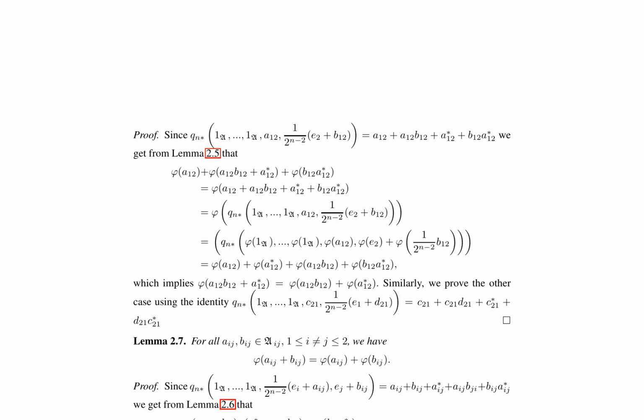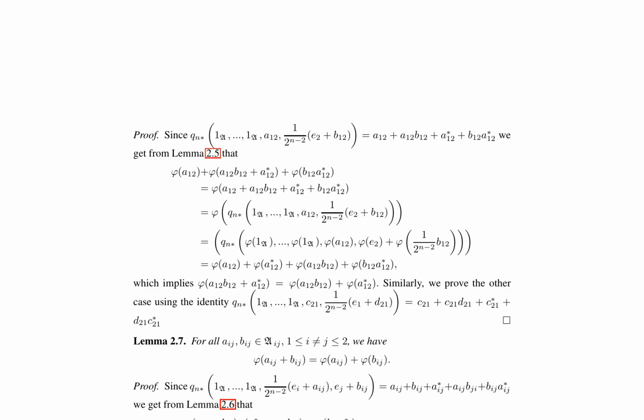This section of the research paper presents a series of lemmas that elucidate the properties of a homomorphism, specifically the linearity and surjectivity of the function phi. These lemmas are pivotal in establishing the main theorem of the paper, which can be inferred as a consequence of these results. The first lemma, lemma 2.6, demonstrates that for all A12, B12 in A12, the homomorphism phi preserves addition.